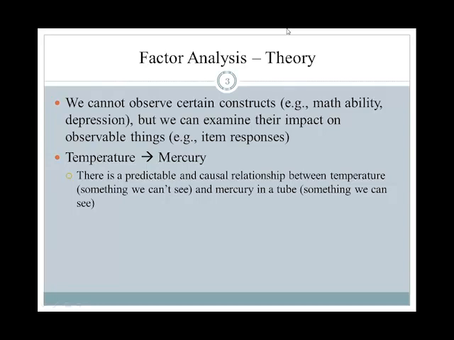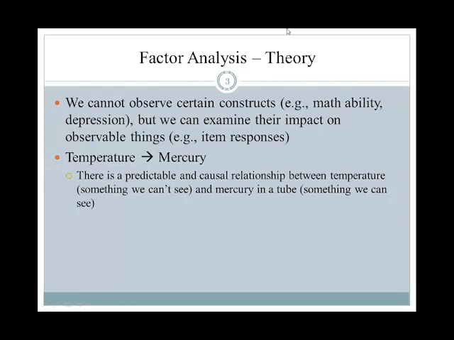But we can measure the impact of things like depression or math ability, and a common way to do that is by administering items to participants. In the health world, this is typically called patient-reported outcomes. Items are typically common, but you can use other variables like behavioral variables, but items are the most common.